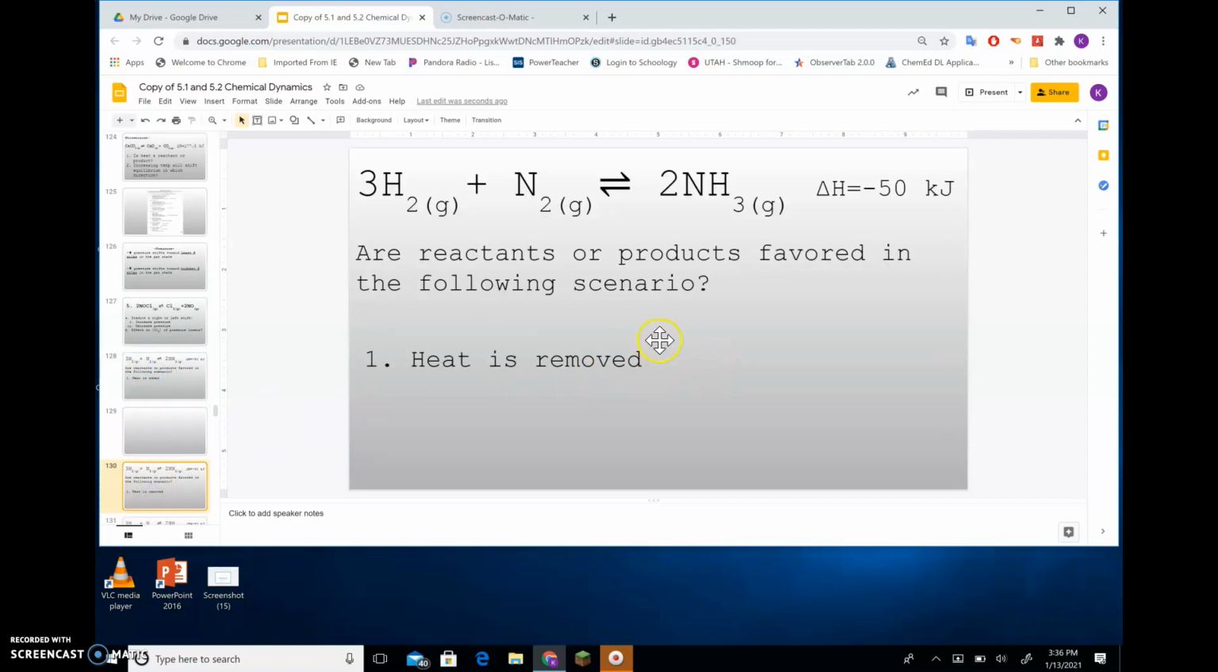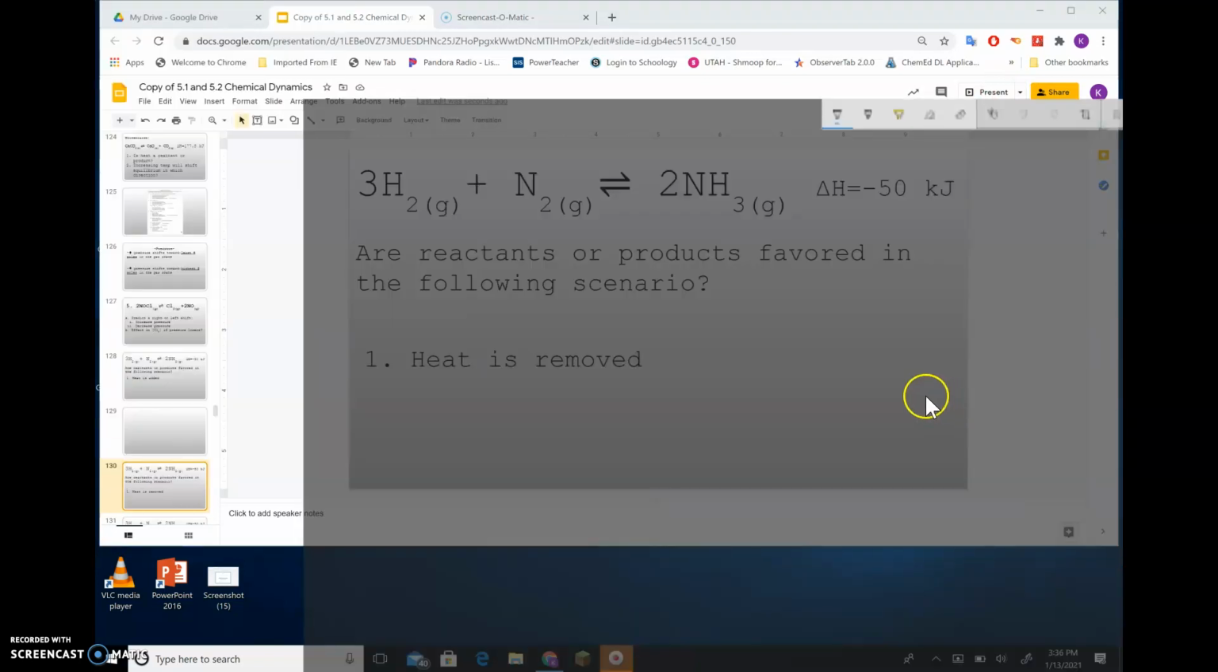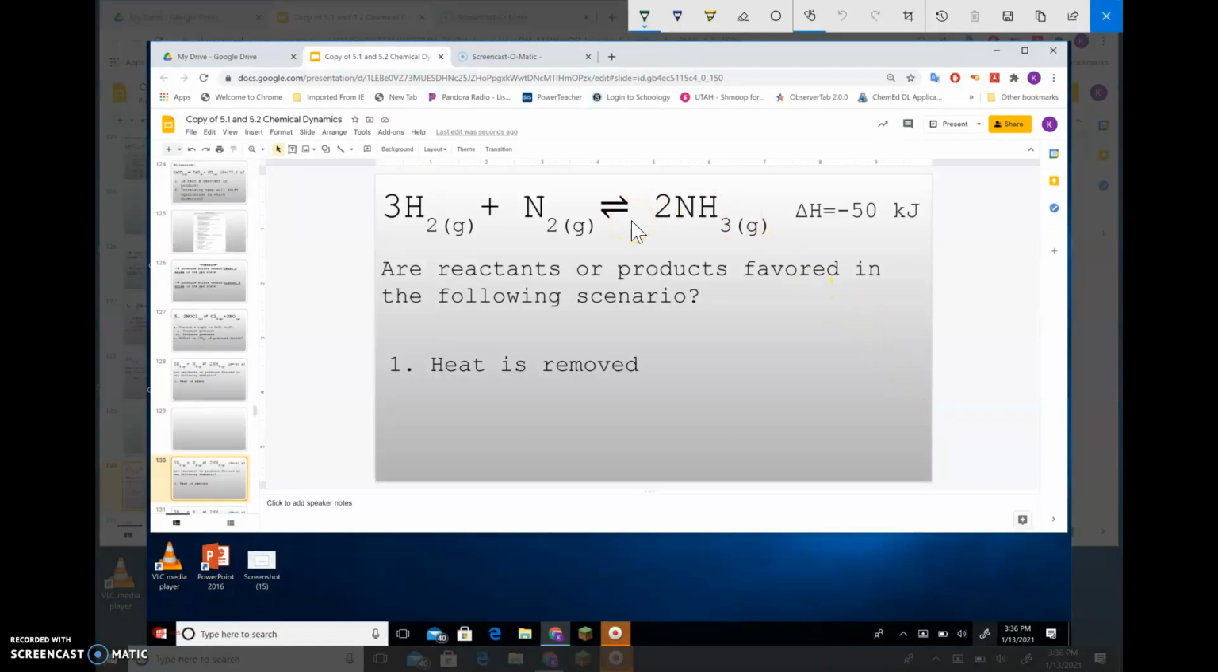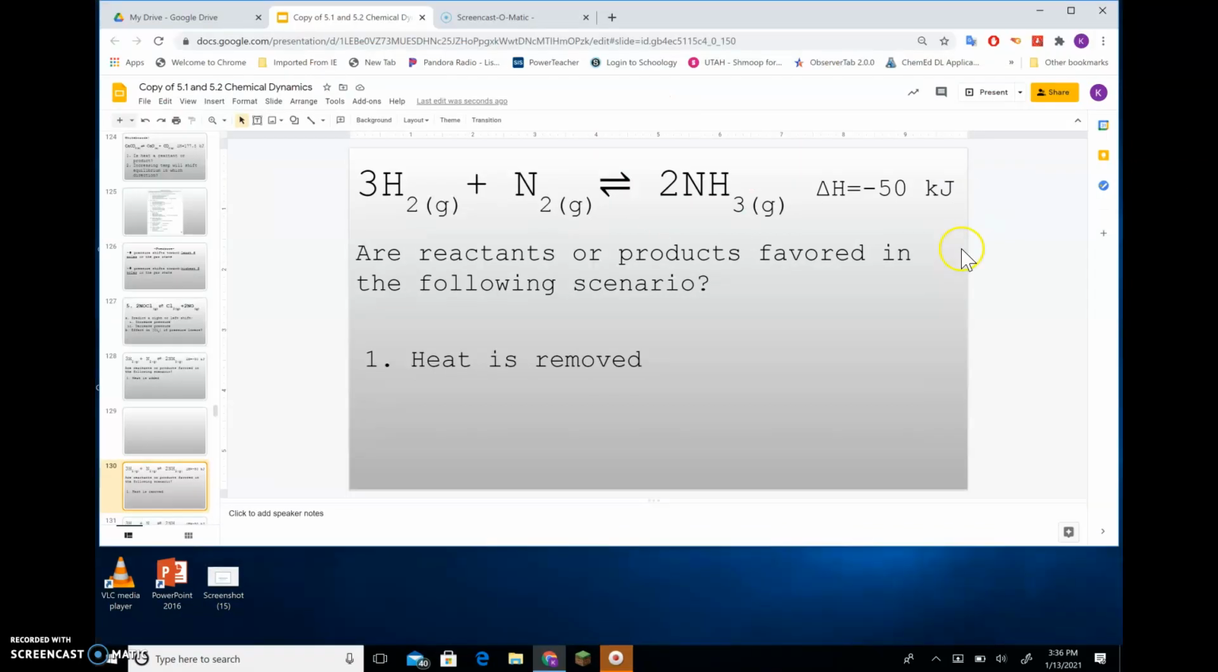Heat is removed. So again, we have to know where heat is. We already wrote this down. Sorry that it erases, but we're going to put plus heat right here. So if heat is removed, removing something, it stays on the same side. Since heat's on the product side, it's going to go towards that side. So this is going to be on the right side when heat is removed.